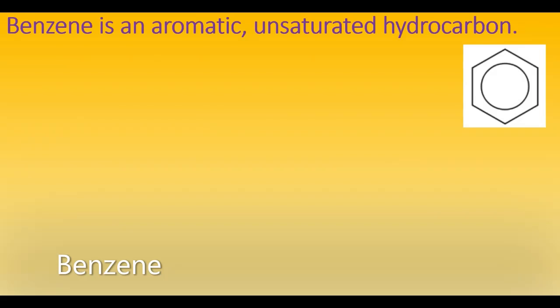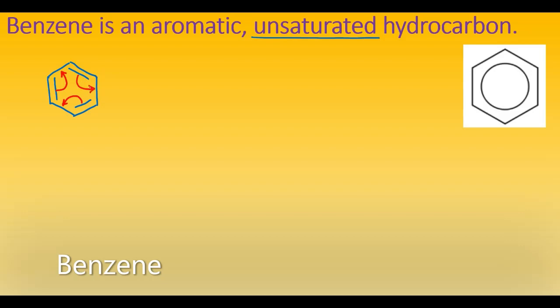It is an aromatic compound. Aromatic means it is a cyclic compound which is unsaturated as it is containing double bonds. Benzene is a hexagonal ring which is containing 3 double bonds. The position of these double bonds keeps on shifting by a process known as resonance.